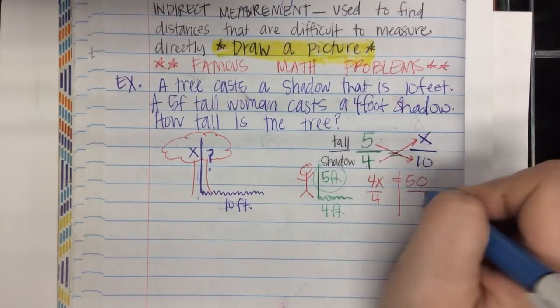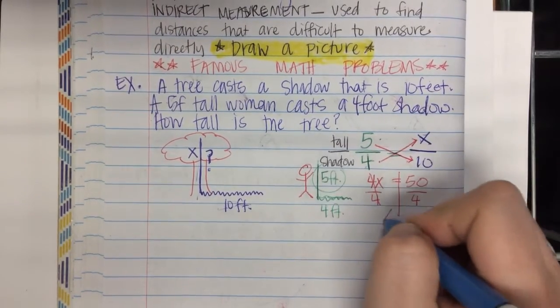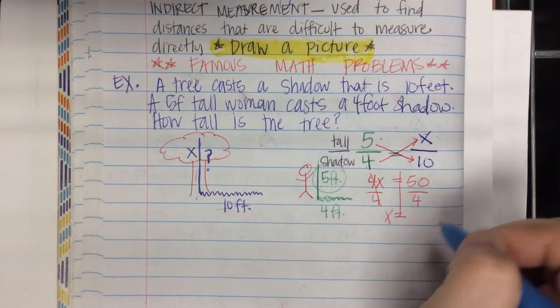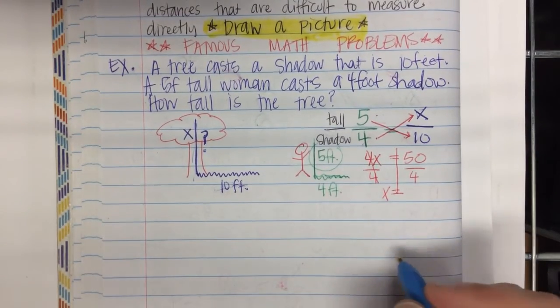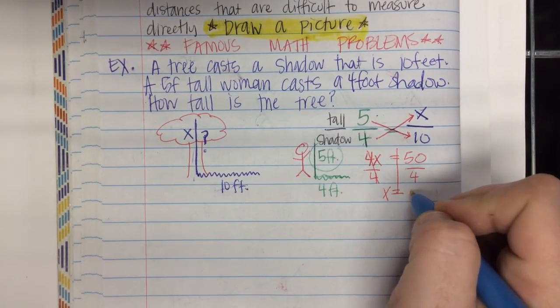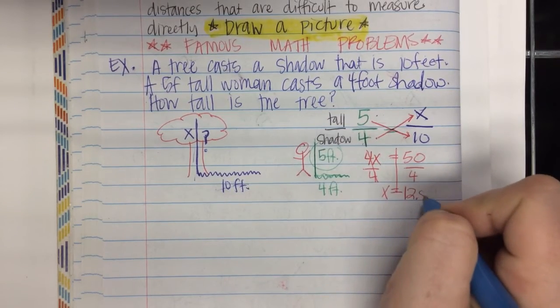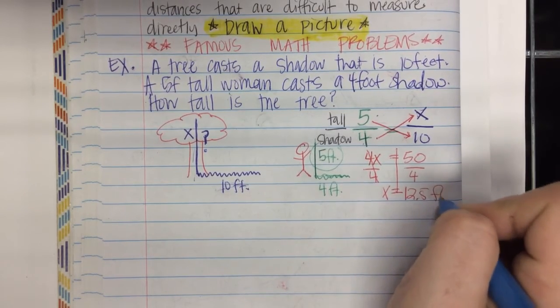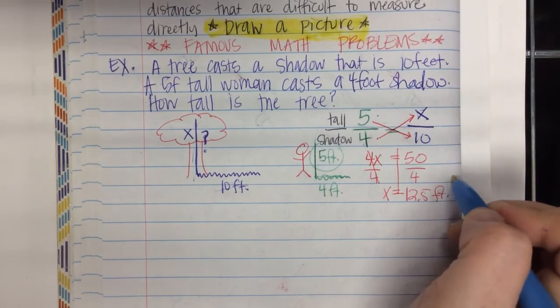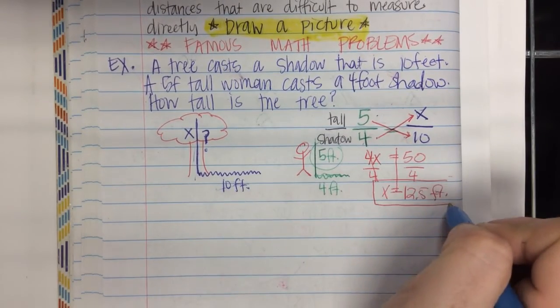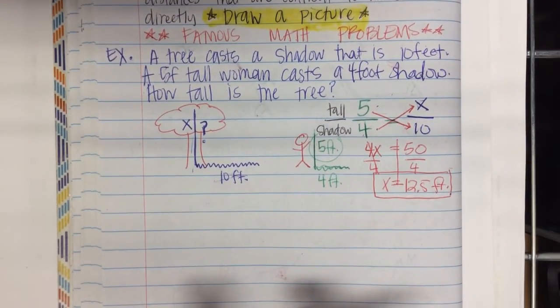Divide by 4. What is it? Feet. What's 12.5 feet? The height of the tree is 12.5 feet tall.